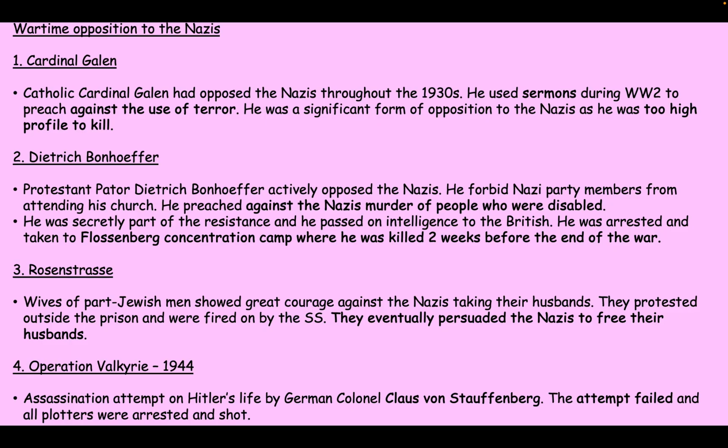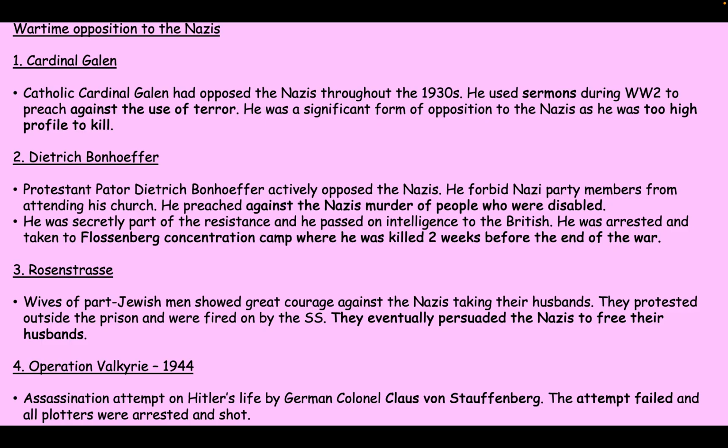Now, he was secretly part of the resistance, and he was incredibly brave during the war, and he passed on intelligence to the British spies. But he was arrested and taken to Flossenburg concentration camp, and he was killed at the camp 2 weeks before the end of the war.